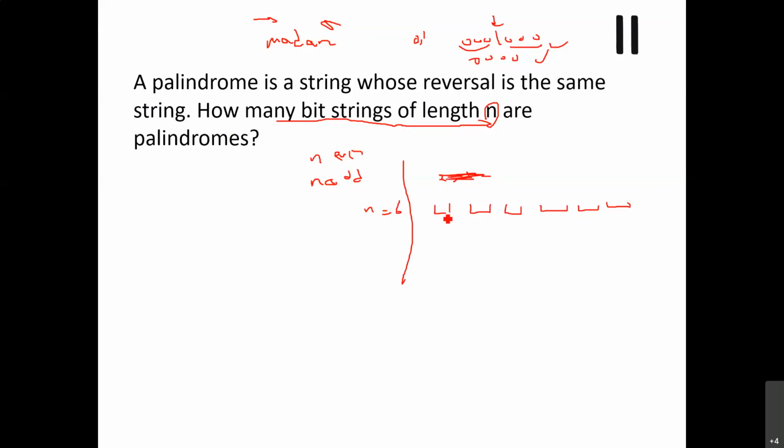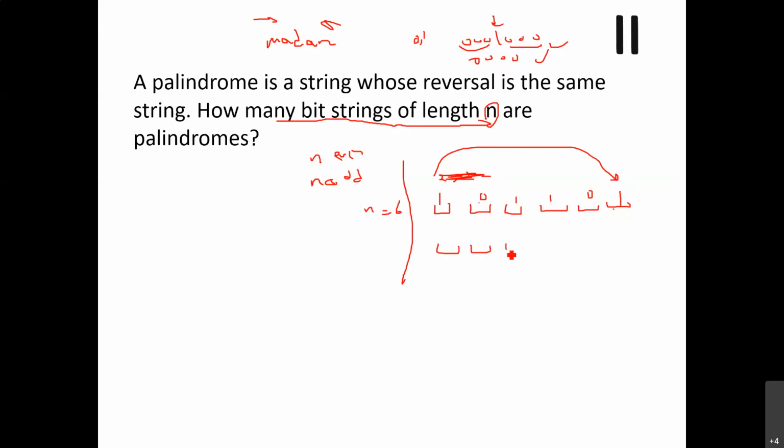Because whatever you choose here, let's say I choose the digit 1 here, I have to choose the same digit symmetrically over there, or it's no longer a palindrome, right? I can't choose 1 here and 0 over there. It has to be the same. And similarly for here, if I choose 0 here, it has to be 0 over there. 1 here, 1 here, that's a palindrome. So if n is even, what are the possibilities?